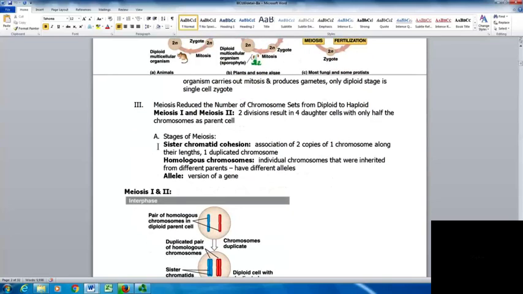So when we have sister chromatid cohesion, this is the association of two copies of one chromosome along their lengths. You have one duplicated chromosome. With homologous chromosomes, you have individual chromosomes that were inherited from different parents. They're going to have different alleles. The allele is the version of the gene. So the sister chromatids are exact copies of each other. The homologous chromosomes are the same chromosome, but they were inherited from different parents.